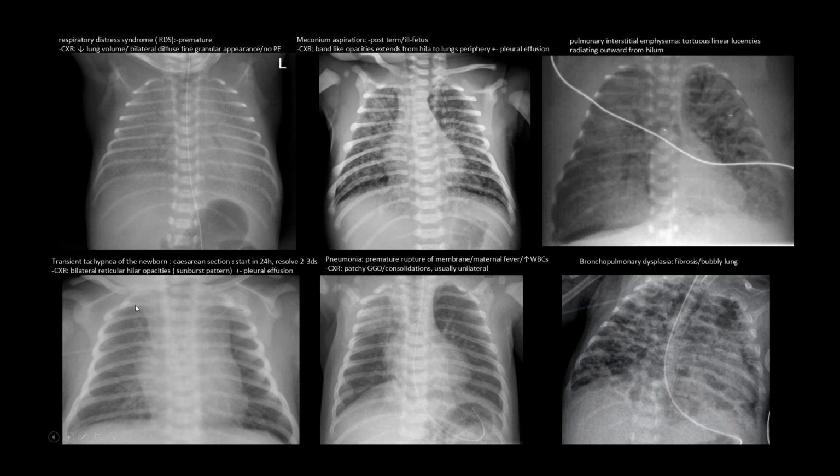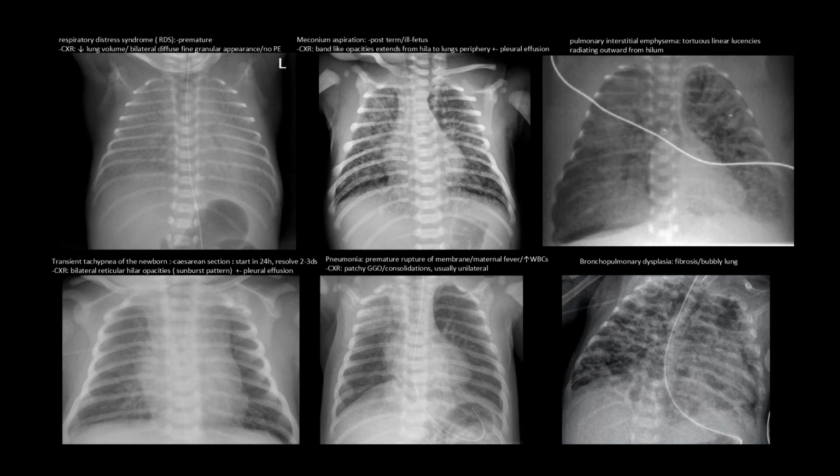The second, transient tachypnea of newborn, usually occurs in a neonate who was born by cesarean section. In meconium aspiration, the child usually is post-term. Neonatal pneumonia usually occurs in premature rupture of membranes with elevated inflammatory markers. The pulmonary interstitial emphysema and the bronchopulmonary dysplasia present late because, as we said, they are a complication of RDS and oxygen therapy. Now let us talk about the radiological findings of each.